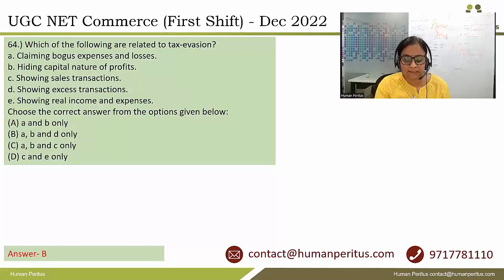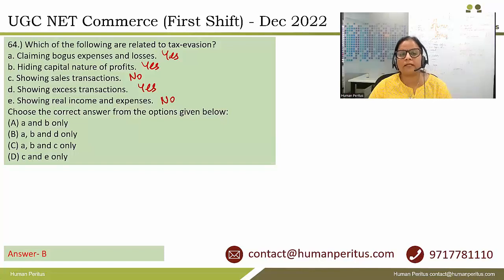So claiming bogus expenses and losses, yes. Hiding, so you are hiding something, hiding capital nature of profits, yes, again it leads to tax evasion. Showing sales transaction, there is no harm in it, so these are the genuine ones, right? Showing excess transaction, yes. So if you are showing something in accounts which is in excess, again this is something fishy, right? Option E says showing real income and expenses, so there would not be any kind of tax evasion. So the correct option to this question is A, B, and D, which is reflected by option B.